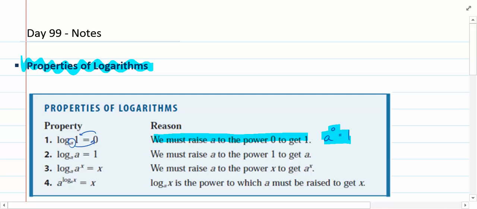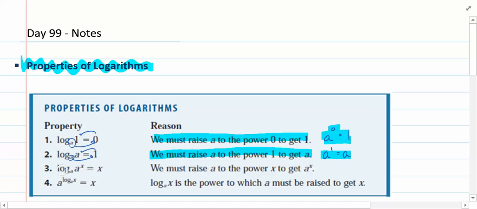Let's take a look at the next property of logarithms. Logarithm base a of a must be equal to 1. Again, a to the first power. What is a to the first power? Well, a to the first power is itself. A to the first power is a. So this property must always be true as well. Logarithm base a of a must be equal to 1. And we know that because of this description here. We must raise a to the power of 1 to get the number a.